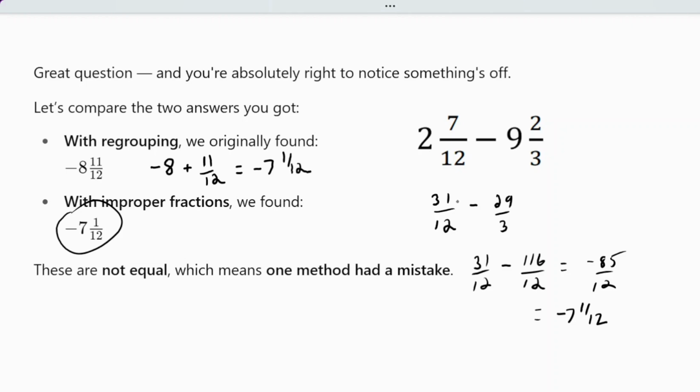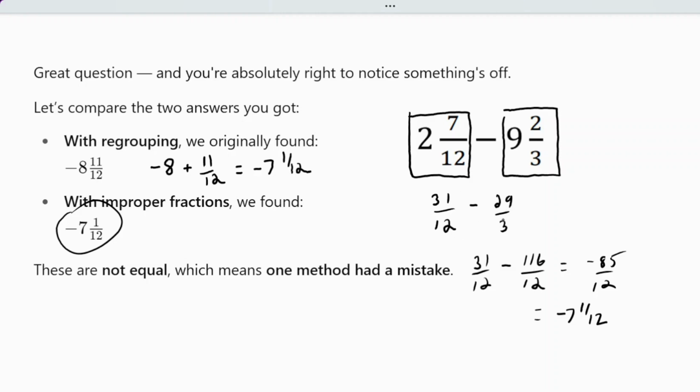So teaching students that we have to be careful when we're using regrouping, that if this number is bigger than what you're subtracting from, and you're going to get a negative answer, you do not want to use regrouping. You want to make them both improper in order to do this.